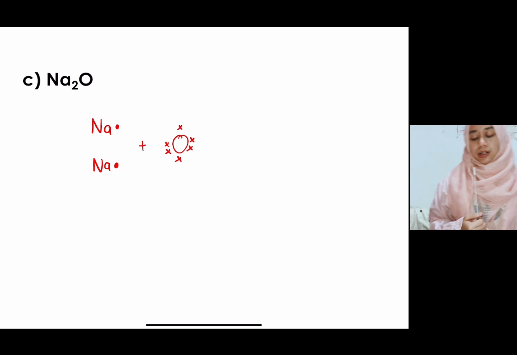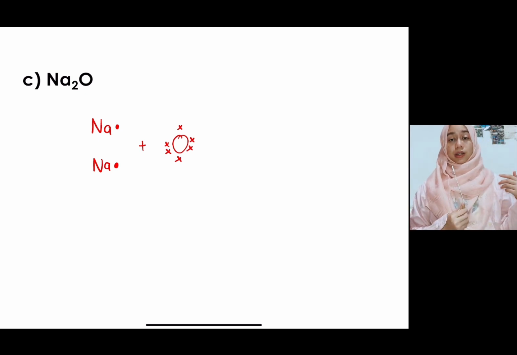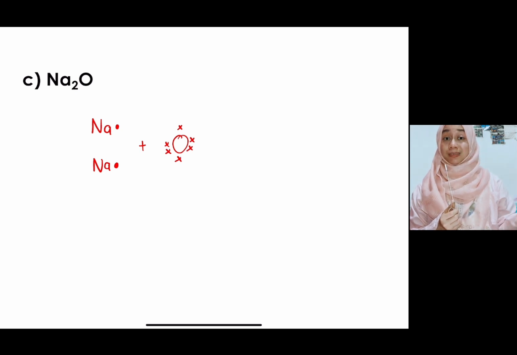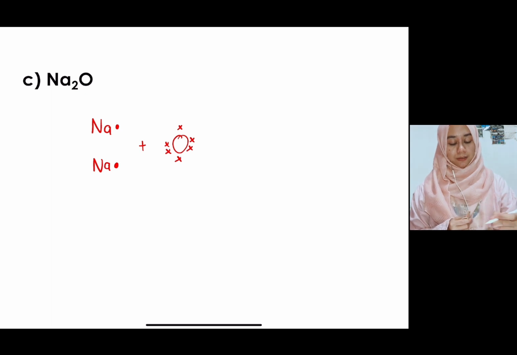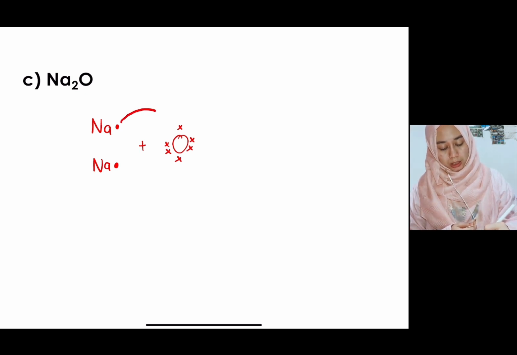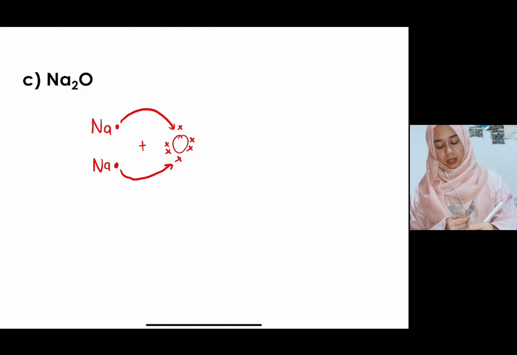Okay, so now the sodium then will transfer the electron to the oxygen. Why? Sebab sodium is a metal. So, sodium is a more electropositive atom. Therefore, dia yang akan transfer. Okay, so kita transfer pergi dekat oksigen. So, ini pun transfer pergi ke oksigen.